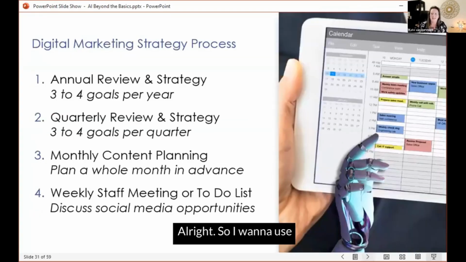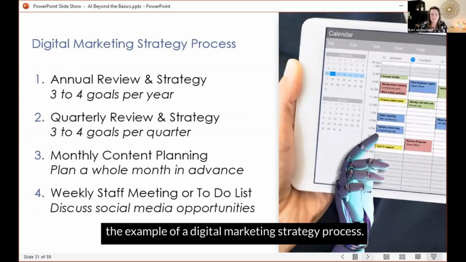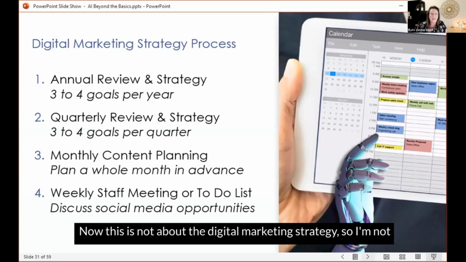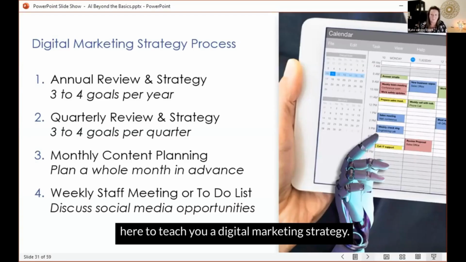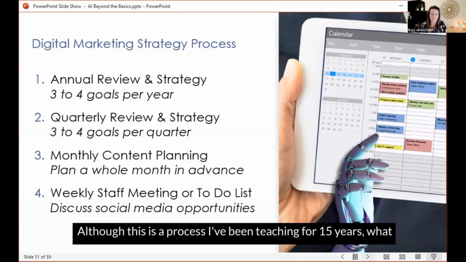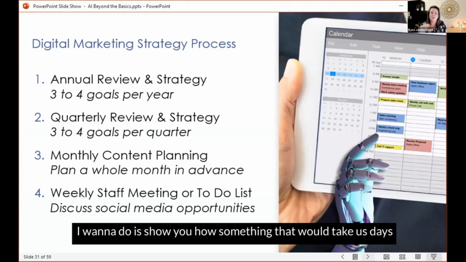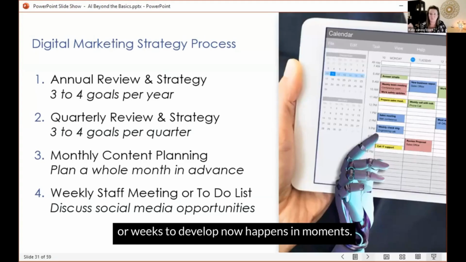All right, so I want to use the example of a digital marketing strategy process. Now, this is not about the digital marketing strategy, so I'm not here to teach you a digital marketing strategy, although this is a process I've been teaching for 15 years. What I want to do is show you how something that would take us days or weeks to develop now happens in moments. So I want to show you how to do it properly.